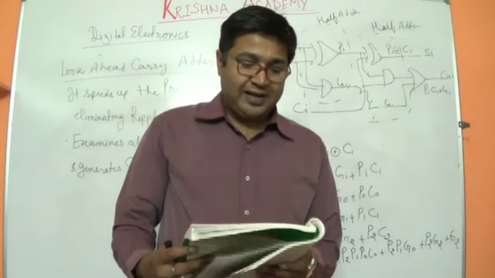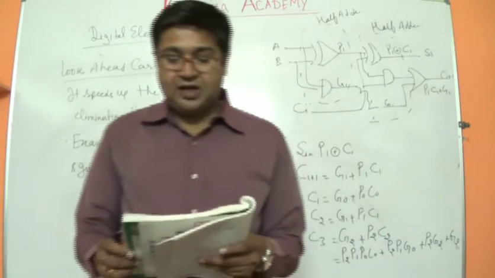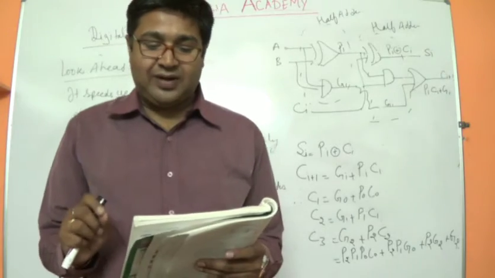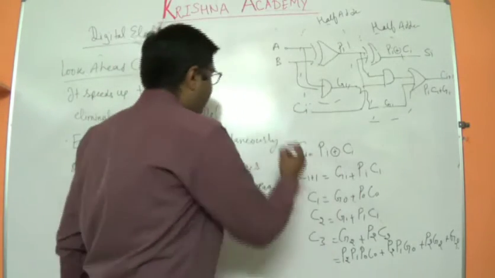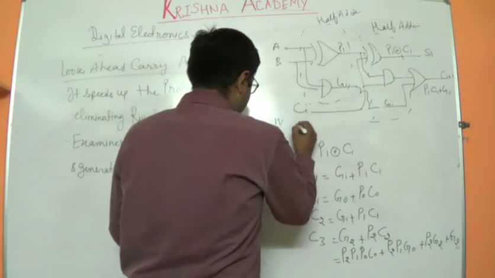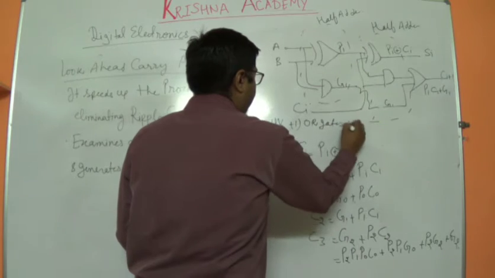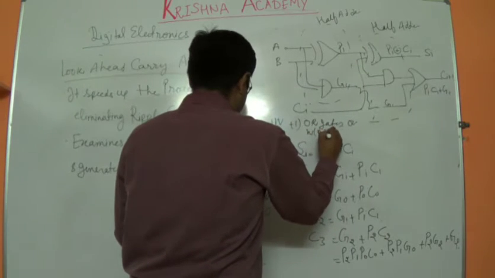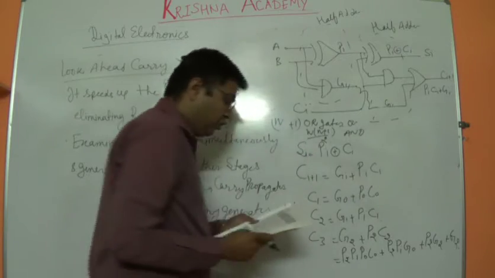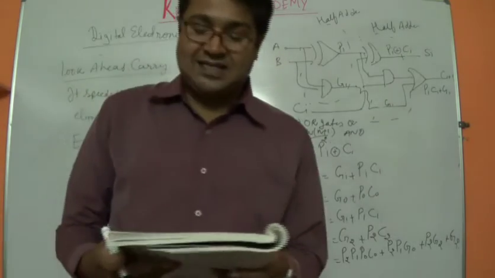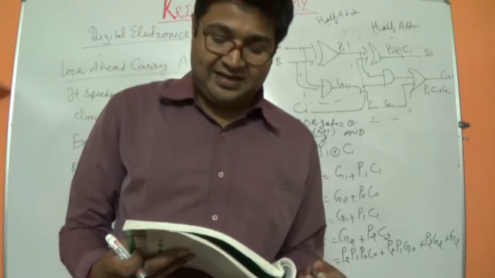Now what we need to remember is, in a look ahead carry scheme, n bit addition requires n plus 1 OR gates, or n plus 1 by 2 AND gates. To generate a carry output, the carry circuit requires 3 logic gate delays, and for some outputs it requires 4 logic gate carry delays.